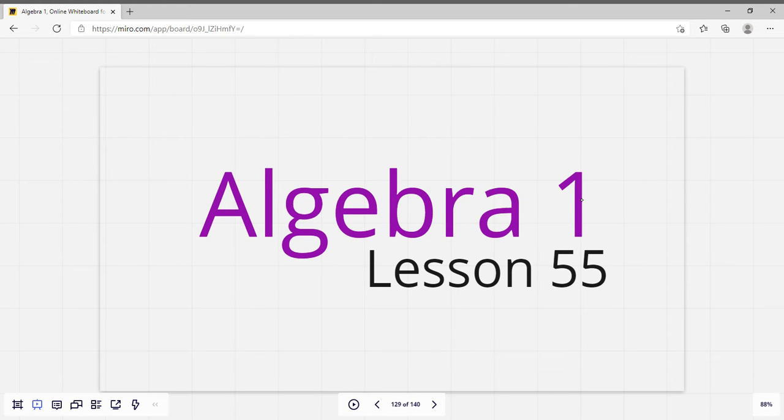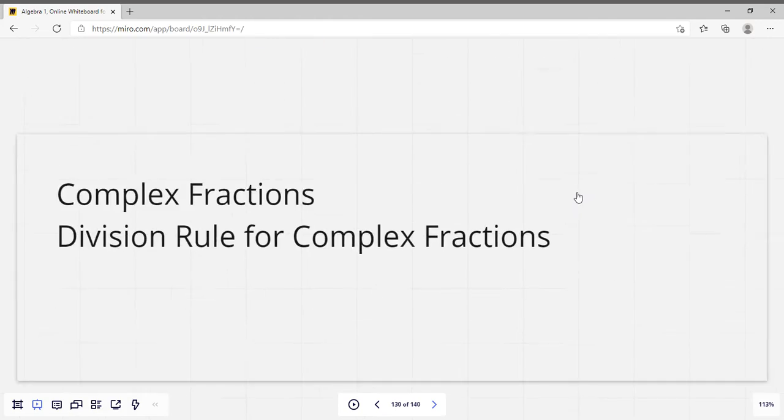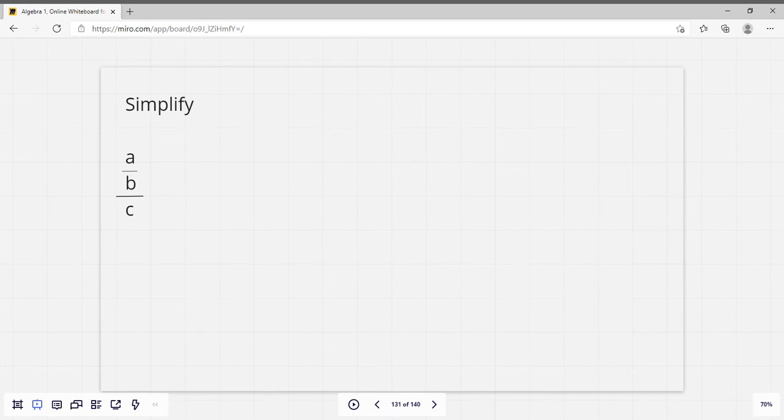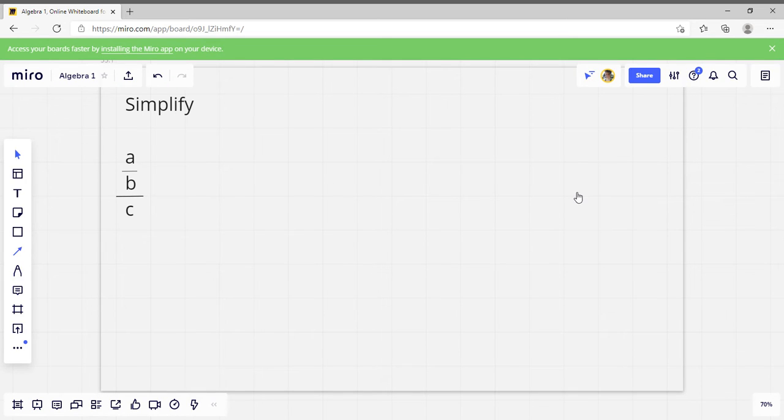Hi everybody, this is Algebra 1, Lesson 55, and in this lesson we're going to learn about complex fractions and the division rule for complex fractions. I'm not even going to get into any kind of jargon, we're just going to look at how to solve these right off the bat. This is a fraction on top of a fraction. So we've got a over b over c.